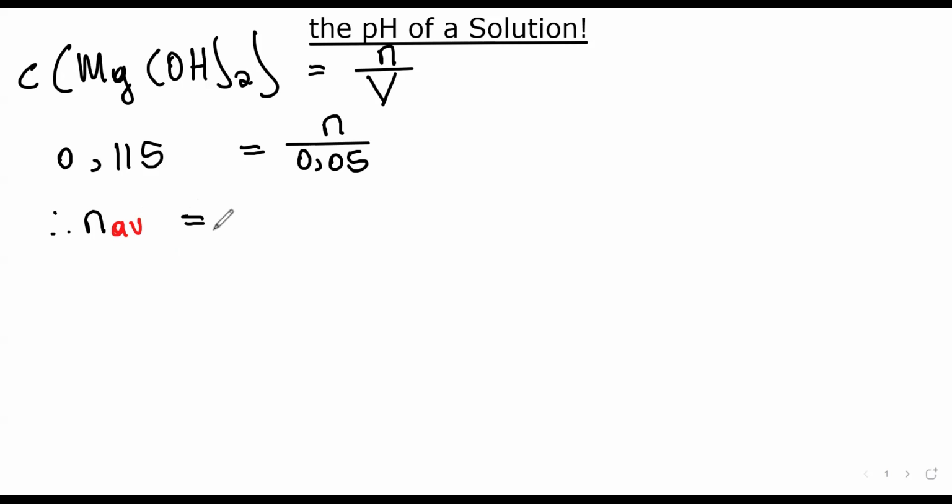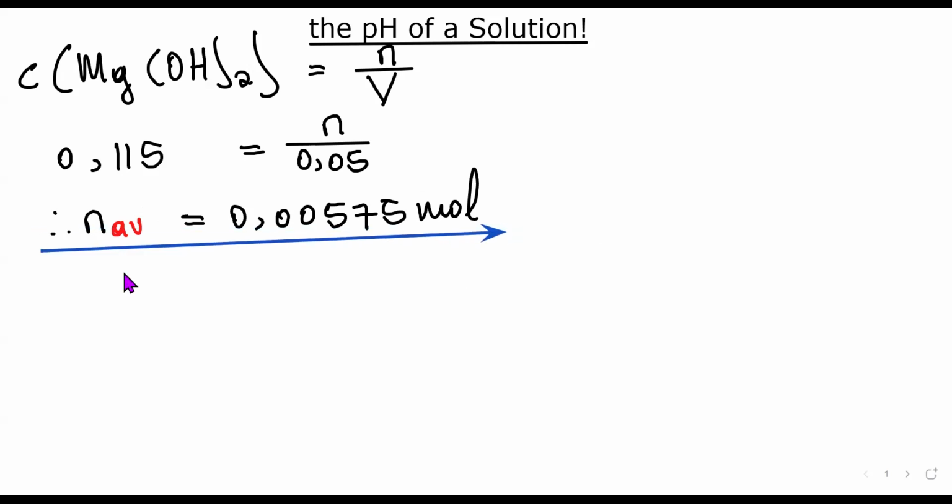So these are the number of moles of magnesium hydroxide that are available at the start of the reaction. So when we say 0.115 times 0.05, yes, we simply get 0.00575 moles. All right? Well, that's nice.